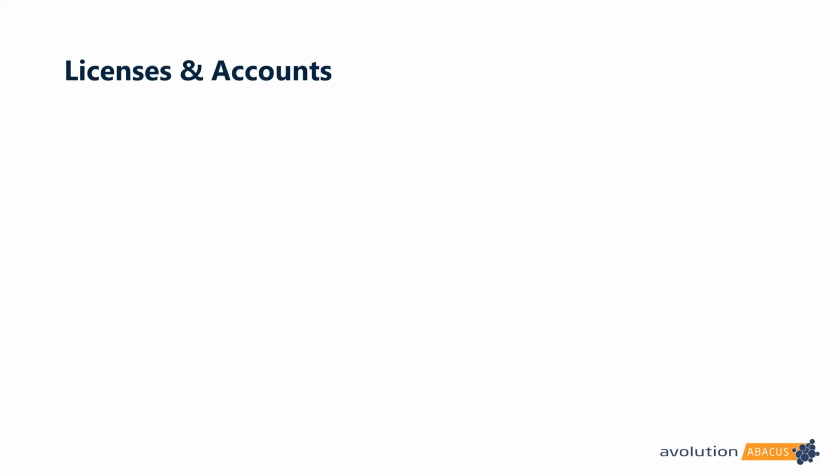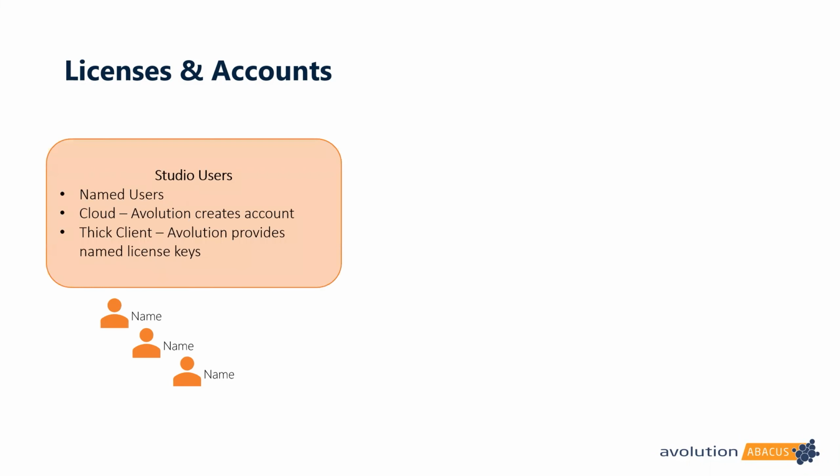So first, let's talk about this for Studio. With Studio, we have named users. In Studio, each user is identified specifically, and that is communicated to us here at Avolution. If you have cloud for Studio, then Avolution creates that cloud account. But if you have SIG clients, then Avolution still needs the name of those users, but we provide license keys and the installer for downloading. So either way, named users and requiring contact with Avolution.